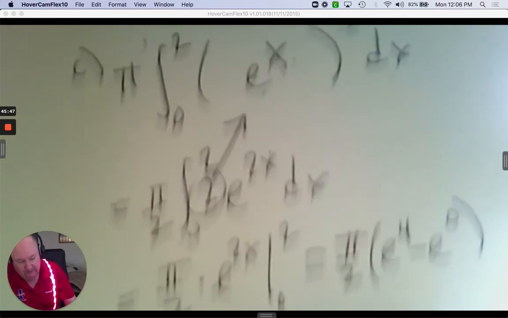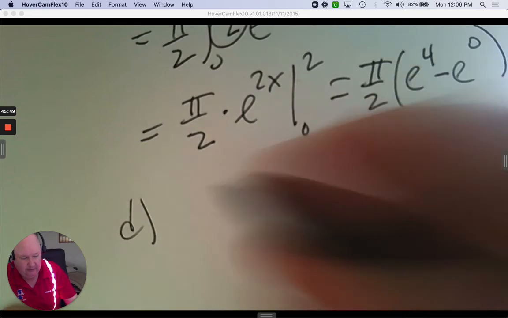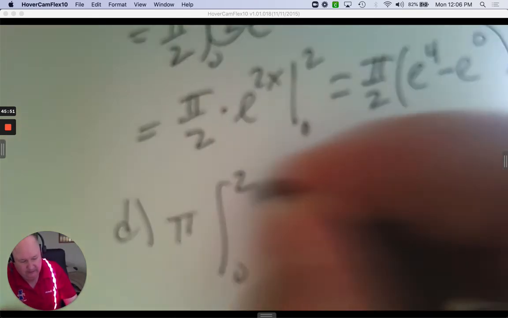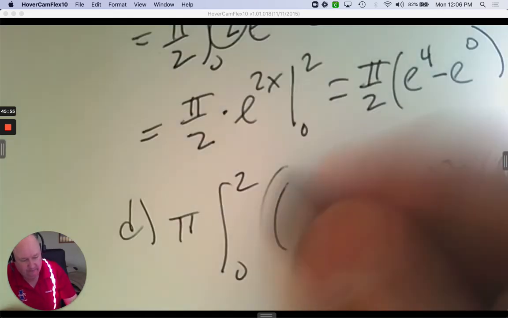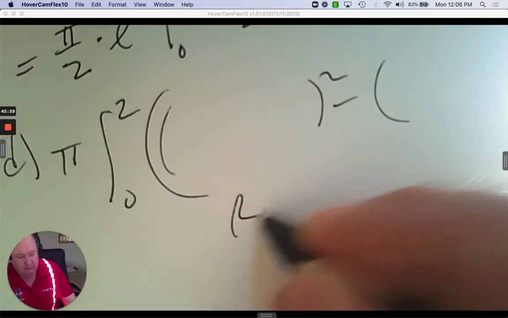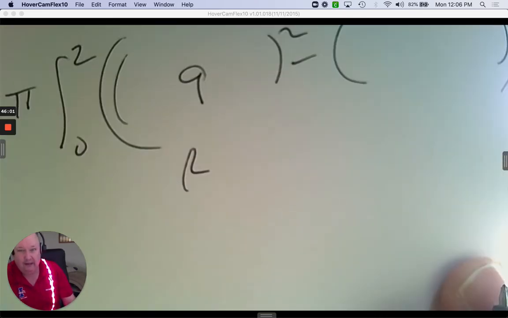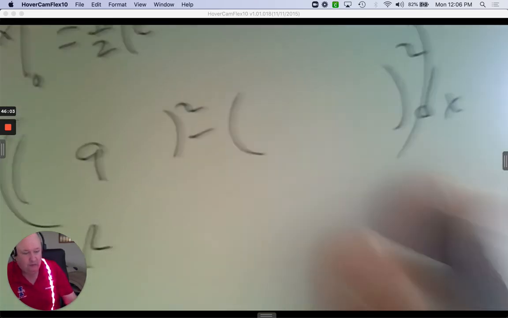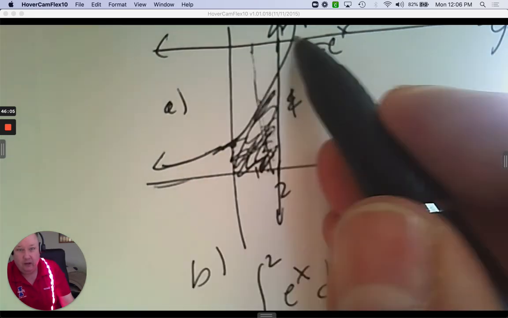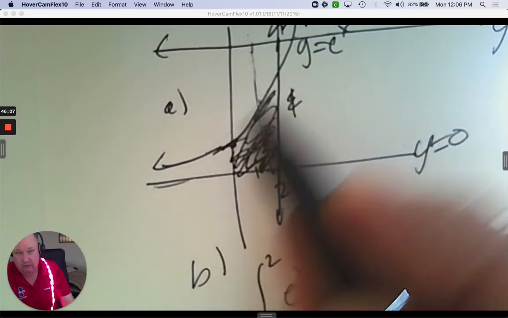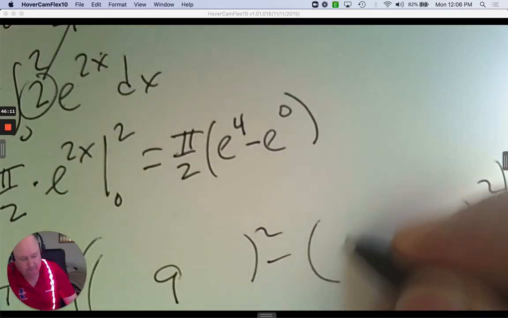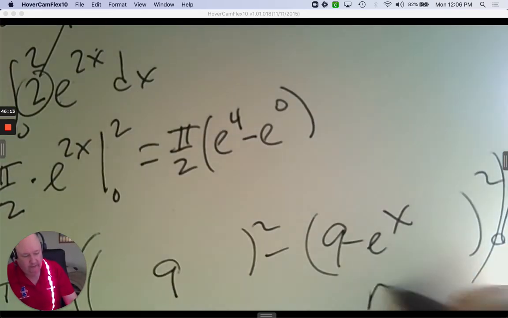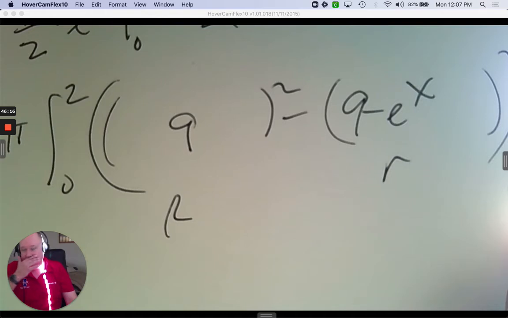So in part D, to set this up, it's a washer. Again here, we have a big radius minus a small radius. So there's what it looks like. A big radius take away. So we just found the big radius is 9. And then the small radius, again, is the top subtract the bottom, which is the curve. So it's 9 subtract e to the x. That's the little radius and the big radius.